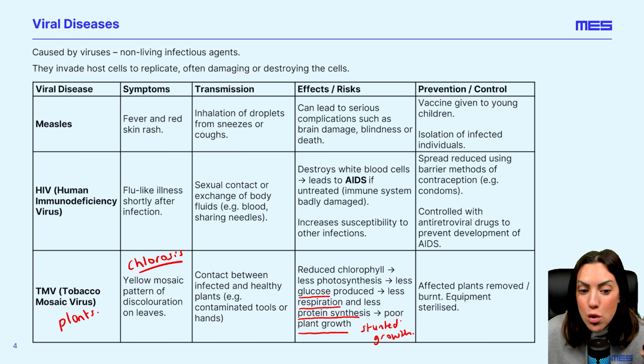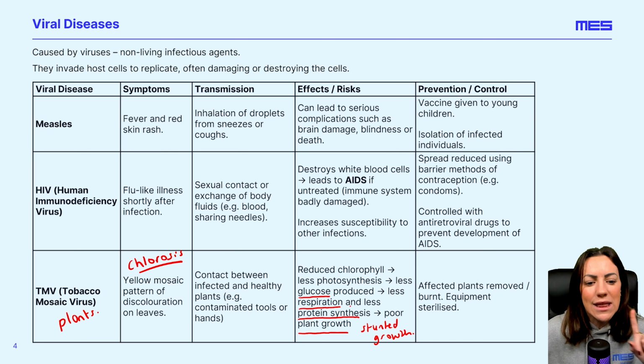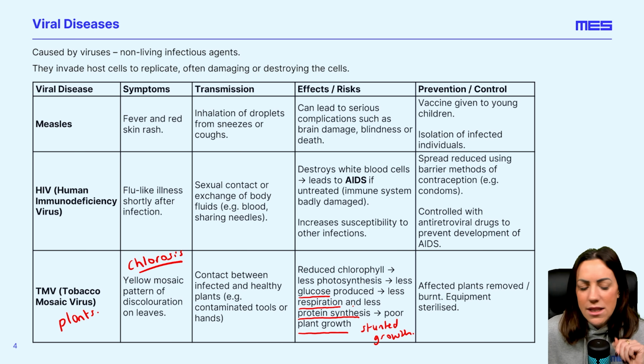If there's less glucose being made by the plant, there's less glucose for respiration, less energy, poor growth. But also with less glucose, they can make fewer amino acids, because glucose is needed to make amino acids, right? With fewer amino acids, they make less proteins, and with less proteins, there's less growth. So ultimately, it's going to result in stunted growth.